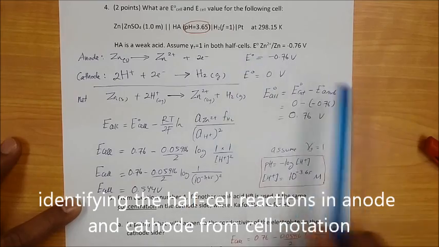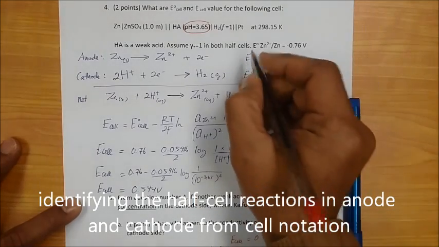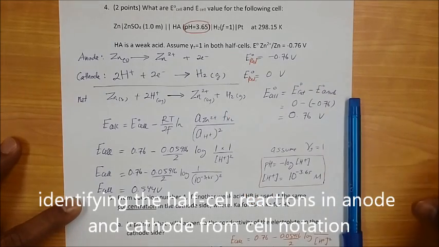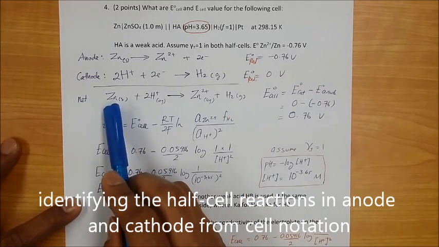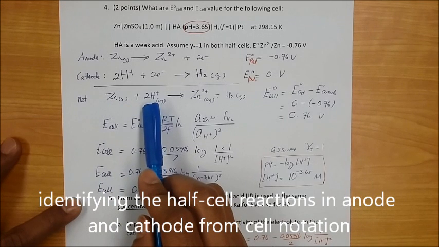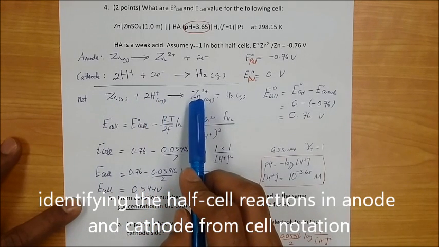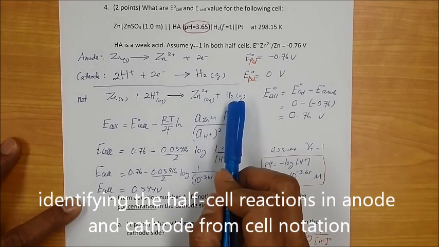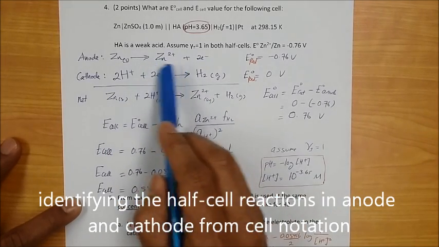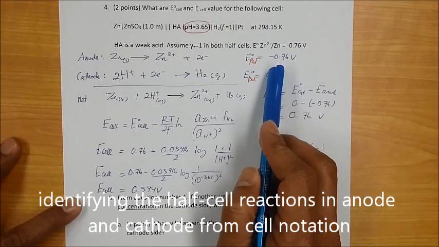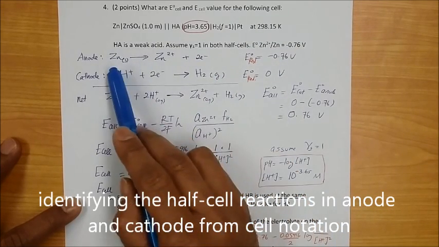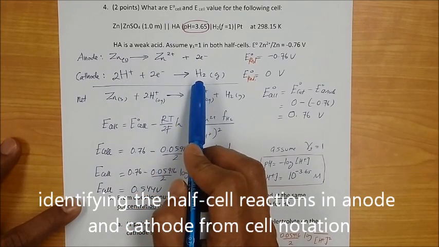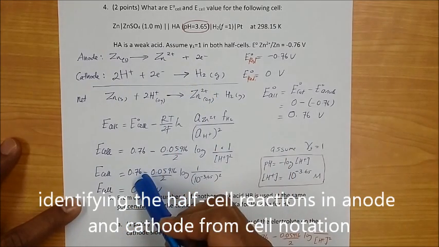This is expressed as reduction. All right. So then the net reaction would be zinc plus H plus will produce zinc ions and hydrogen gas, right? Because the zinc is more negative, so it wants to release its electron, so it wants to be oxidized, and hydrogen H plus will take that electron to be reduced into hydrogen gas, right?